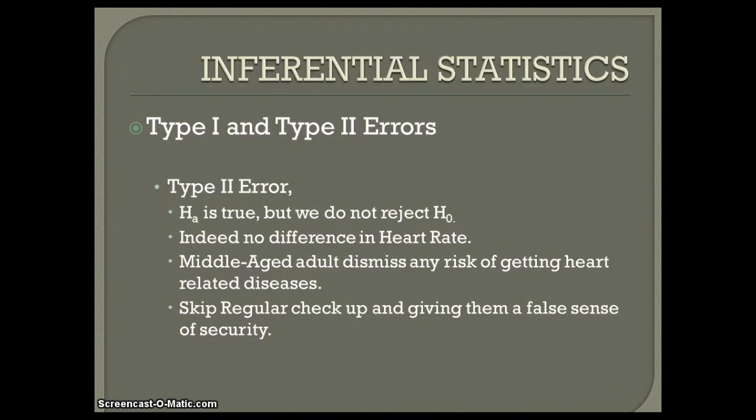This may lead to a psychological consequence which may in turn cause heart-related diseases. Type 2 error is that HA is true, but we do not reject the null hypothesis. The possible consequence is that this might give an impression that there is indeed no difference in heart rate for middle-aged adults. Thus, they might dismiss any risk of getting heart-related diseases and might even skip regular checkups, thus giving them a false sense of security.